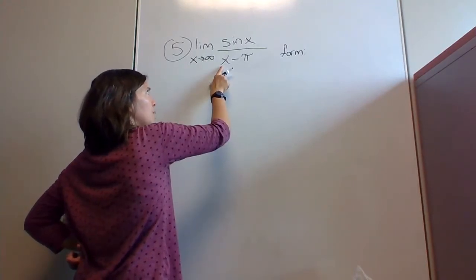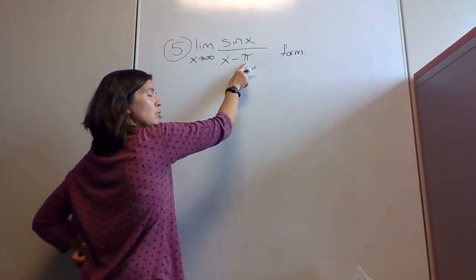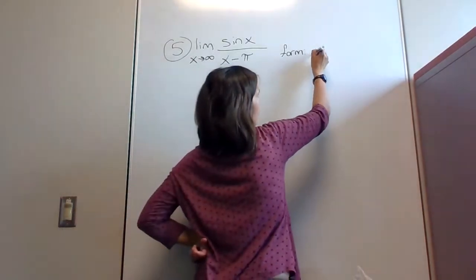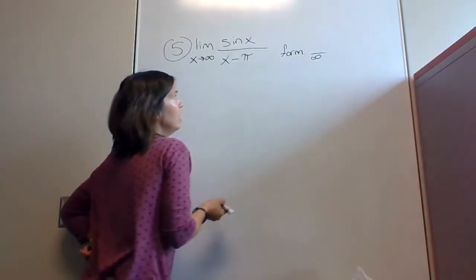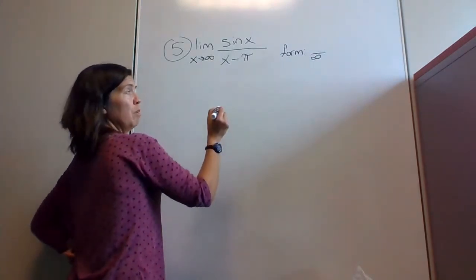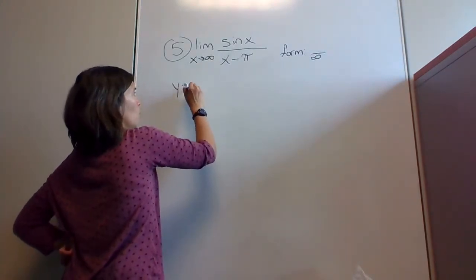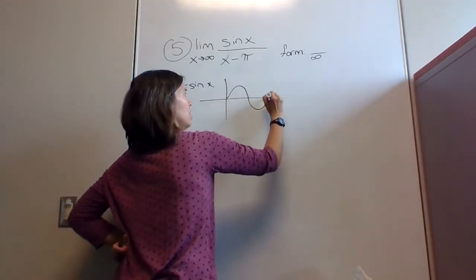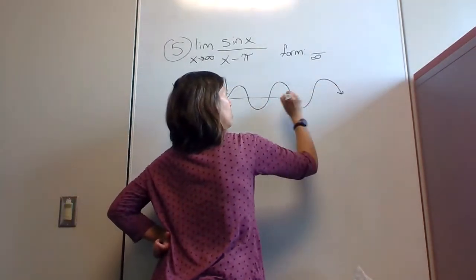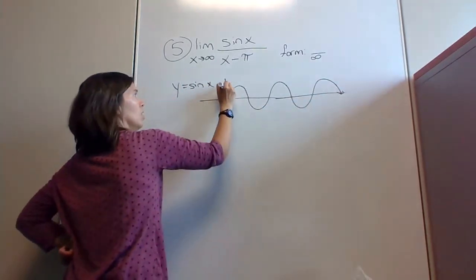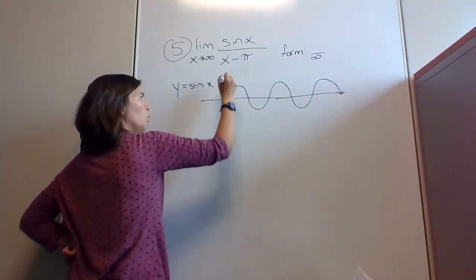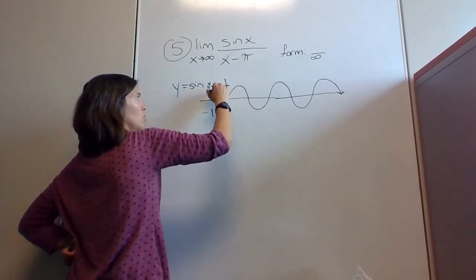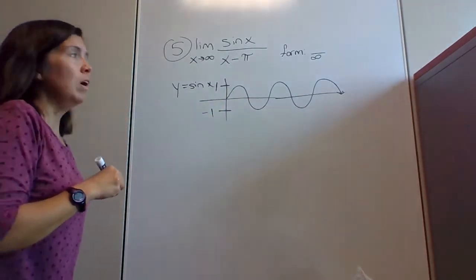And so the denominator here, infinity minus pi, sure, the pi becomes negligible as x gets very, very large, and so this denominator is approaching infinity. Now the numerator, if you remember your graph of y equals sine of x, it looks like this. So it's this wave function with a range from -1 to 1.